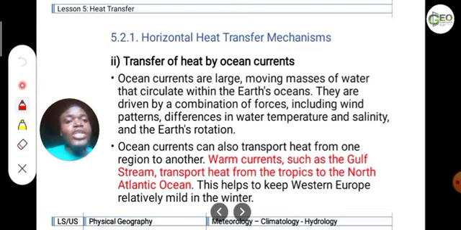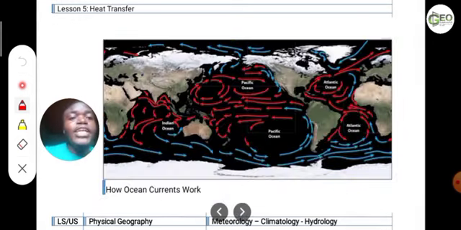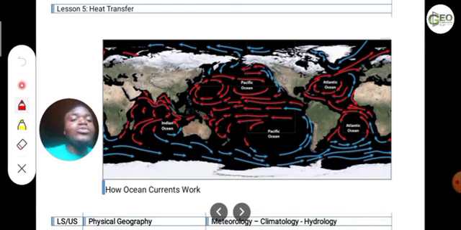So here we are looking at how ocean currents will help transfer heat from one end of the world to another end. In line with that, we have this diagram here, this picture that shows the world and the different oceans, and then the different currents that are found within these oceans.